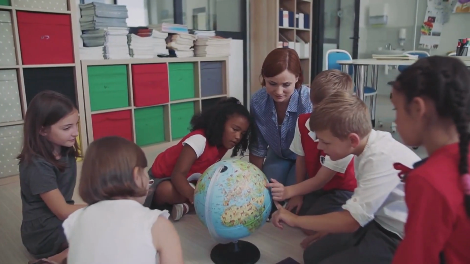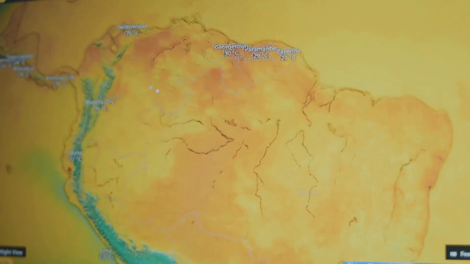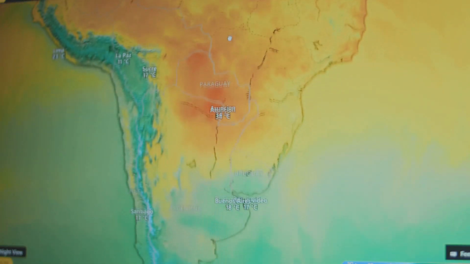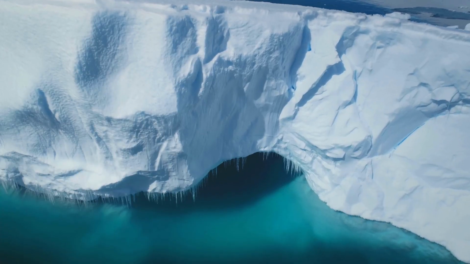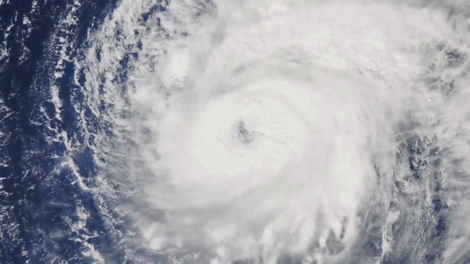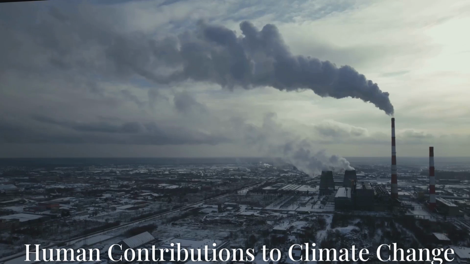Let's start by discussing the concept of climate change. Climate change refers to long-term changes in temperature, precipitation, and other atmospheric conditions in a particular region. These changes can have a wide range of effects on our planet, including rising sea levels, more frequent and severe weather events, and disruptions to ecosystems.